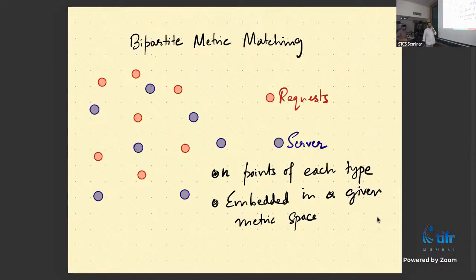Okay. So the problem on which this talk is going to be based is pretty much a classical problem. Here is the setting. Imagine that you have a bunch of red points, which we will call the requests from now on, and a bunch of blue points, which I will call servers from now on. And imagine that they are embedded in some metric space, right? You could also visualize this as a complete bipartite graph between the red points and the blue points. The only condition being that the distances should form a metric. Okay?